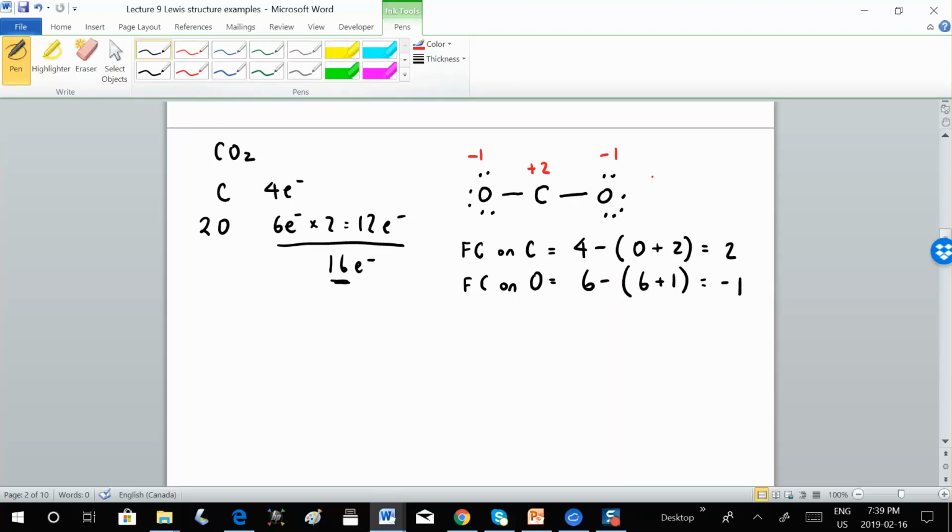But we want it to be charge minimized. In other words, we want the formal charges to be as close to 0, if not 0, as possible. But what we see here is one is positive 2, one is minus 1. So this is not a charge minimized Lewis structure. So let's do another attempt. I'm going to take a lone pair of electrons from oxygen and form a double bond. So this is my second attempt.